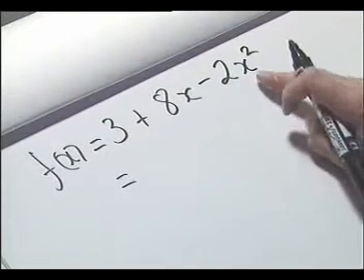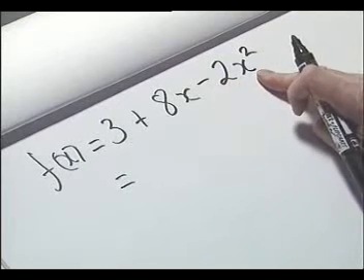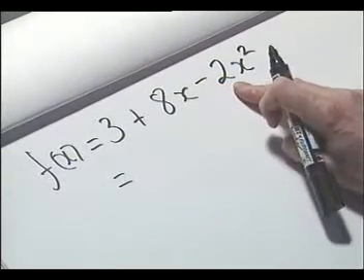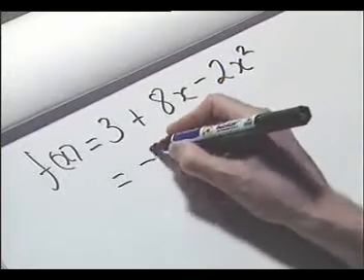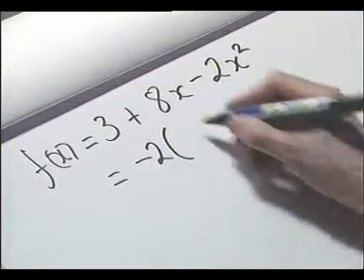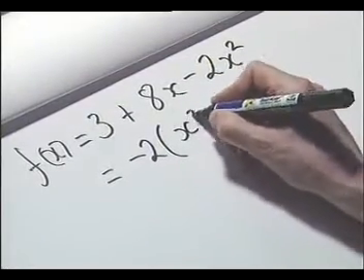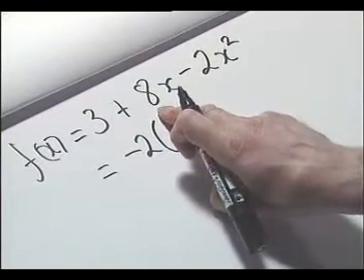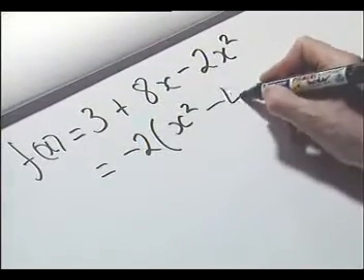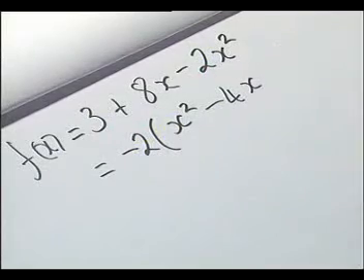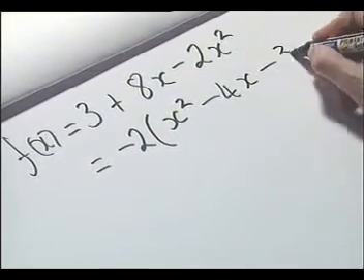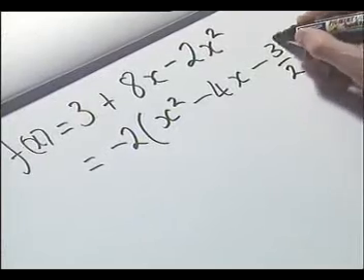We take out the factor that is multiplying the x squared. And on this occasion, it's minus 2. So the minus 2 comes out, times by x squared. We take a minus 2 out of the 8x, that leaves us minus 4x, and the minus 2 out of the 3 as a factor, which gives us minus 3 over 2.